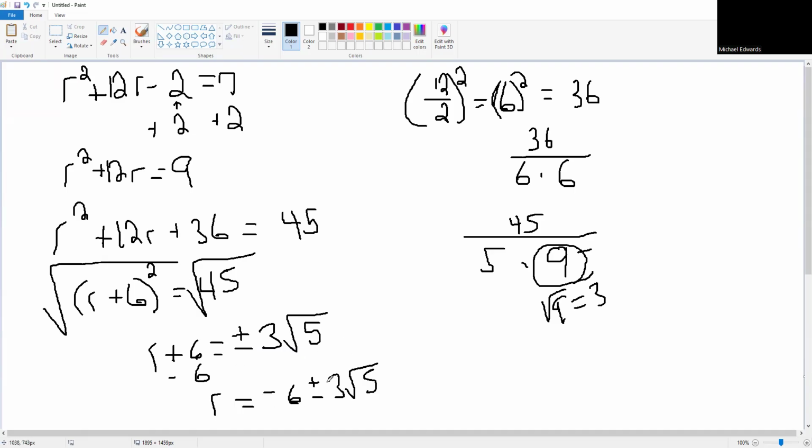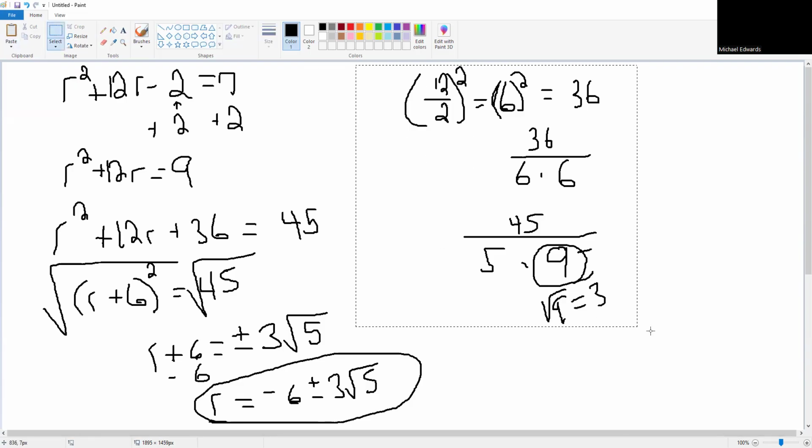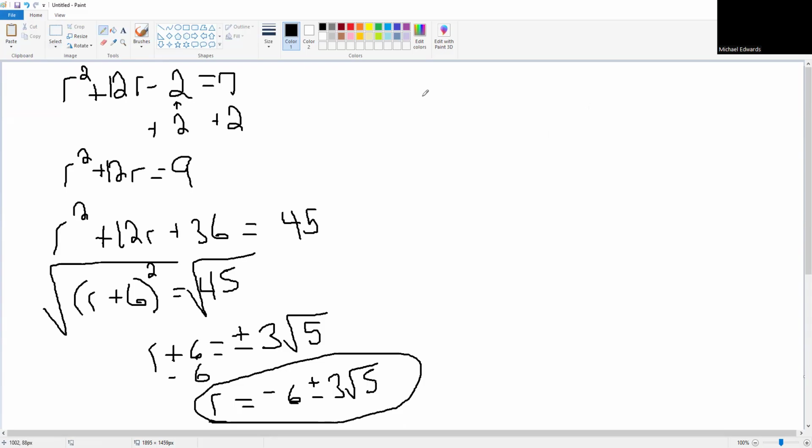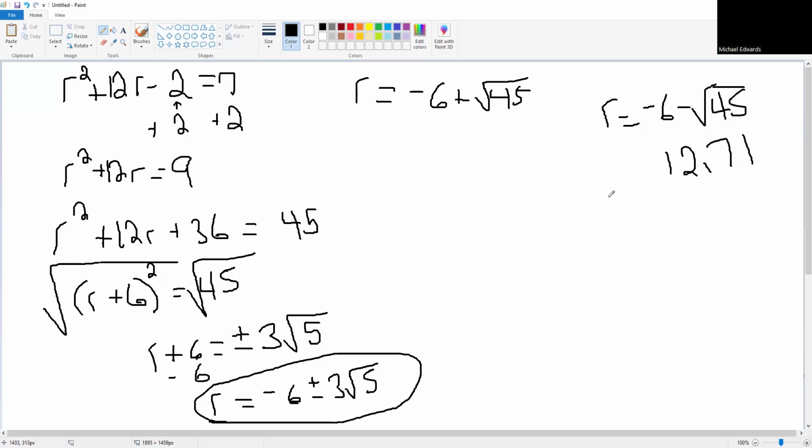I can show you the difference. But you would need to solve this using branched out methods. So you would be branching out: r equals negative 6 plus square root of 45, and then r equals negative 6 minus square root of 45. If you did those in your calculator correctly, you would get negative 12.71, and then just negative 0.71 here. And those are your answers.